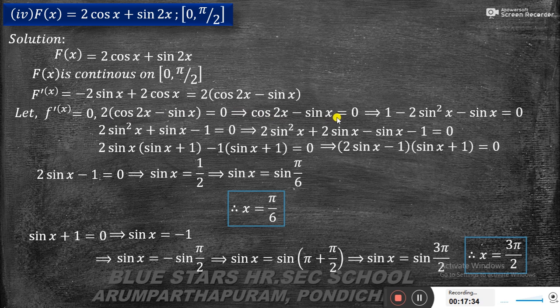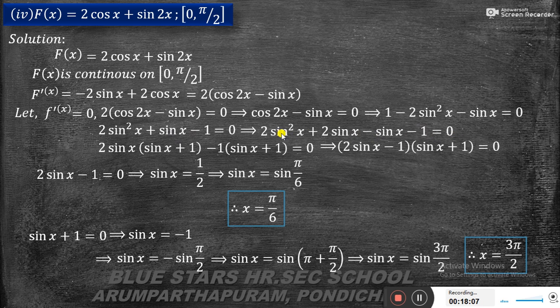So cos 2x minus sin x equal to 0. Now I substitute cos 2x as 1 minus 2 sin square x. So 1 minus 2 sin square x minus sin x equal to 0. In the next step I write 2 sin square x plus sin x minus 1 equal to 0, so I just change the sign. Next step, 2 sin square x, plus I add and subtract sin x: plus sin x minus sin x. Already there is a sin x, so 2 sin square x plus 2 sin x minus sin x minus 1 equal to 0.